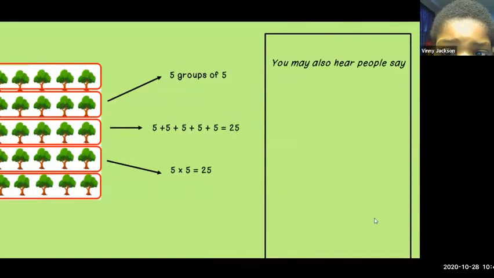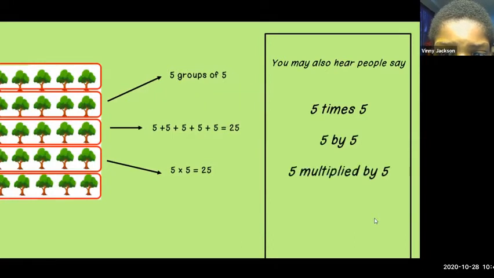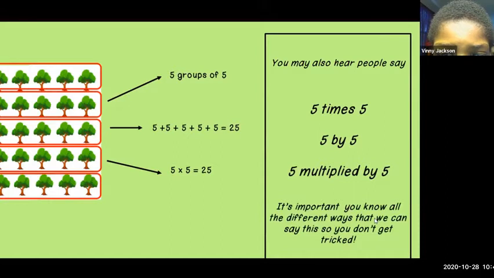You may also hear people say different things when it comes to multiplication. You might hear 5 times 5, 5 by 5, 5 multiplied by 5. It all means the same thing, but it's important you know the different ways that people might say it so you don't get tricked when you're asked a question.